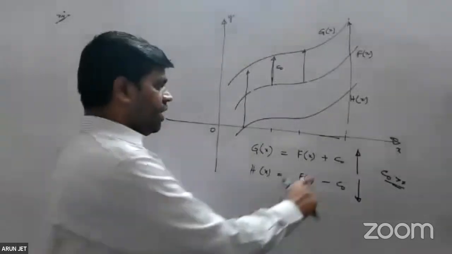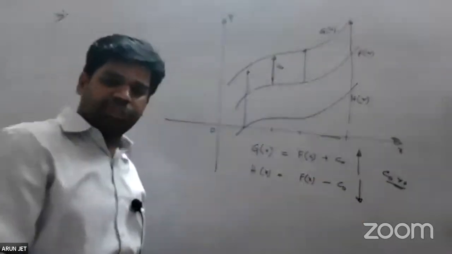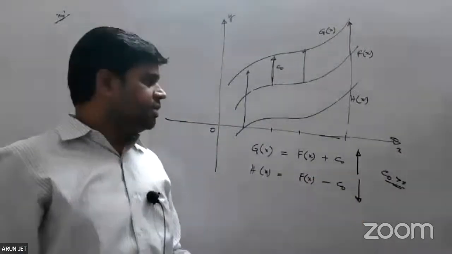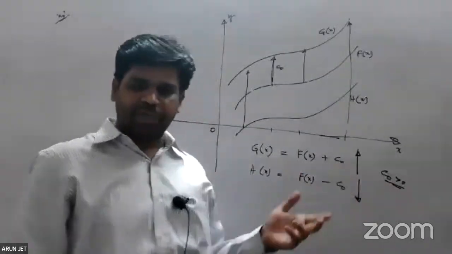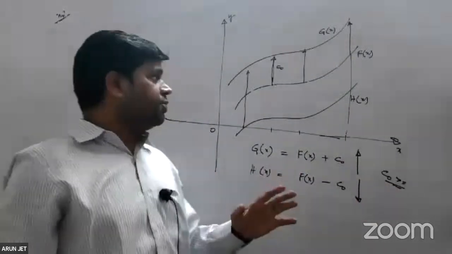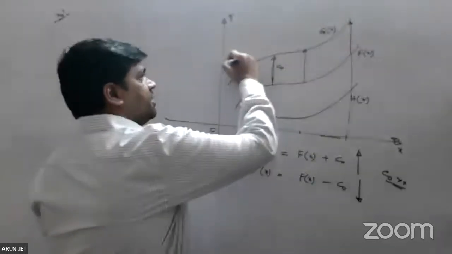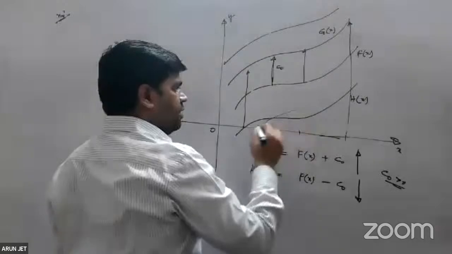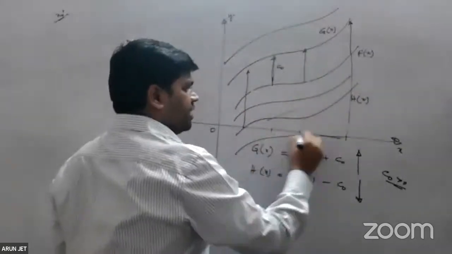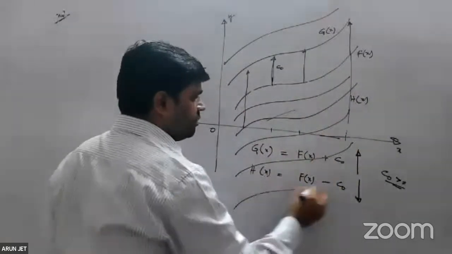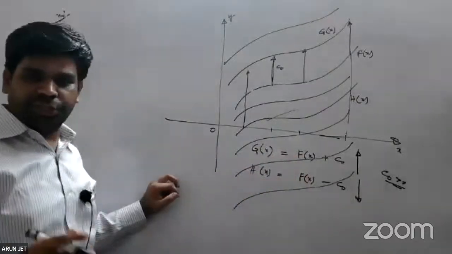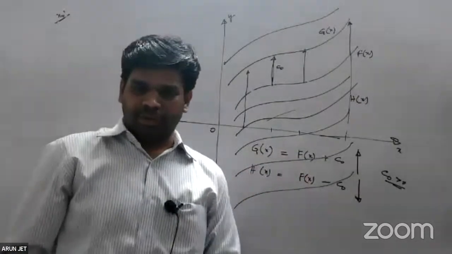C could be any value: 1, 2, 3, 4, root 2, root 3, minus 1, minus 2, anything. If c is greater than 0, it could be 2, 1, 1.2, 1.5, any value. F of x plus 2 would be this function. F of x plus 3 would be this function. F of x minus 1, minus 2, minus 3, minus 4, minus 5, and so on. So c is a generic value.